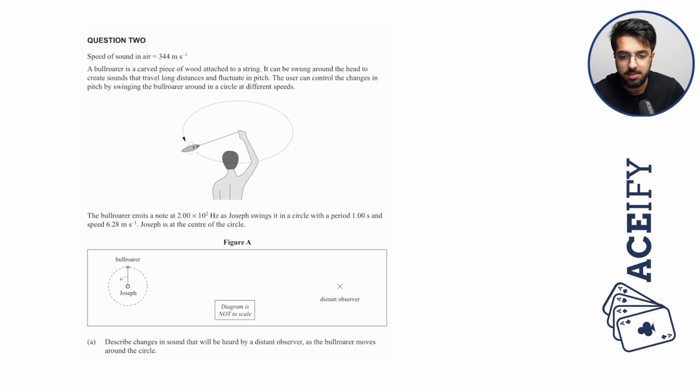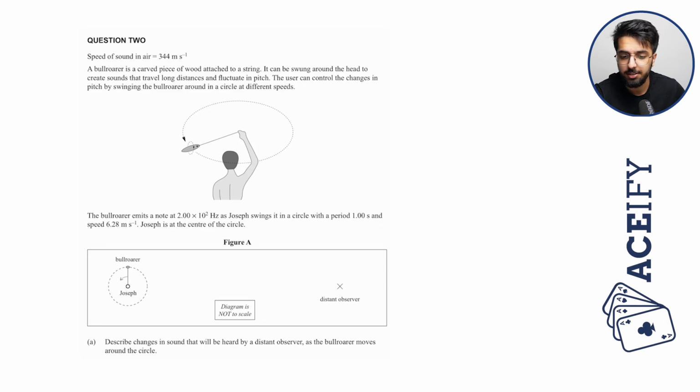A bull roarer is a carved piece of wood attached to a string. It can be strung around the head to create sounds that travel long distances and fluctuate in pitch. The user can control the changes in pitch by swinging the bull roarer around in a circle at different speeds. The bull roarer emits a note of 2 × 10⁻² Hz, as Joseph swings it in a circle with a period of 1 second and a speed of 6.28 seconds. Joseph is at the center of the circle.